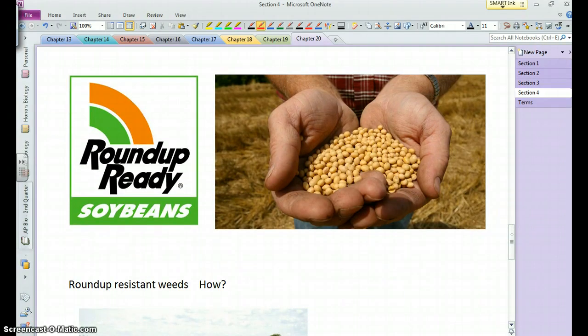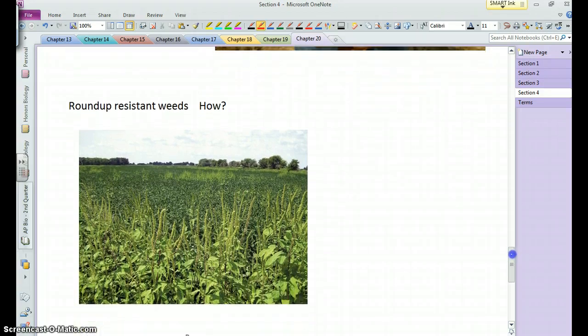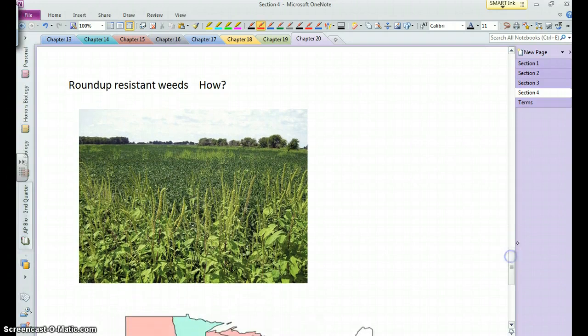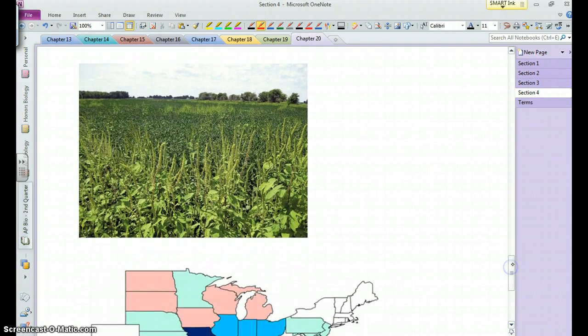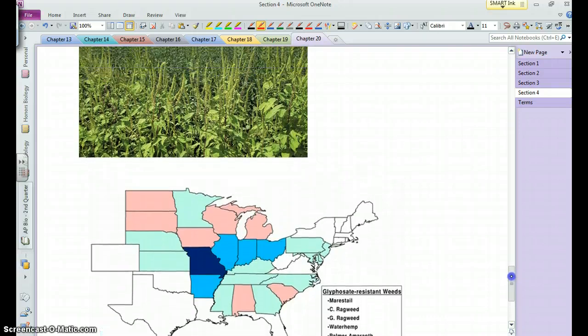Something that's becoming more apparent, and there's no question about this, is what happens when you spray fields with Roundup year after year. What happens to the weeds? Well, you get the development of Roundup resistant weeds. And how does this happen? Well, I'll let you think about that for a little while and we can talk about it in class. But that's what they're finding through much of the agricultural regions of the country where Roundup is used.